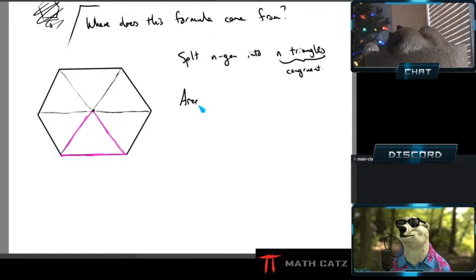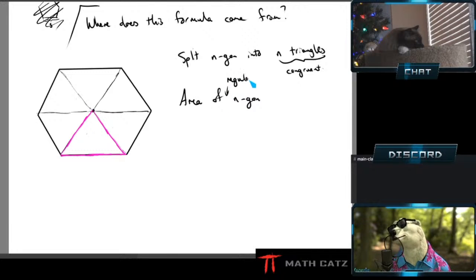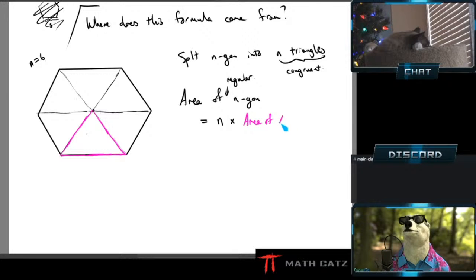So let's make a plan. Oops, that was a little ugly. The area of my n-gon, it's regular, right? Remember, it has to be regular. As soon as I lose that, whew, then it's really handled on a case-by-case basis. The area of the n-gon, n-sided polygon, think of n here as 6 in my hexagon case, is equal to n times, I'm going to write it in pink, the area of this single triangle.